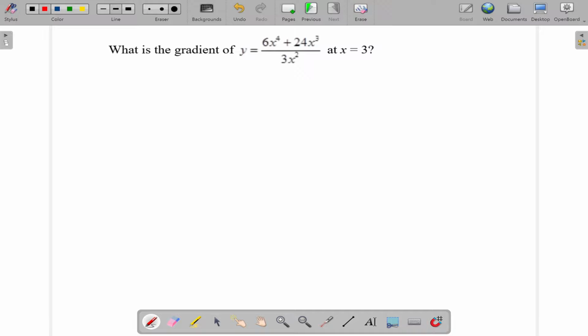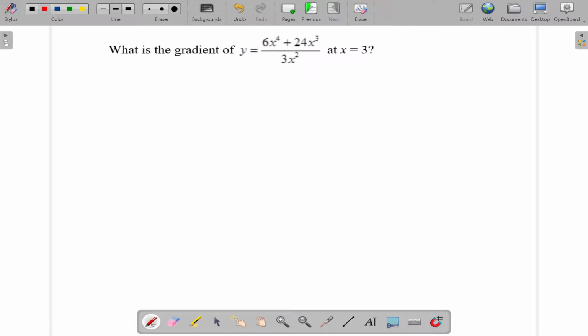So now that we have this, this is way easier, by the way. We're going to divide each of these by this. So you know how to divide already. 6x to the power of 4 over 3x squared. Because remember, let's split up the fraction to make it easier on everyone: plus 24x cubed over 3x squared.